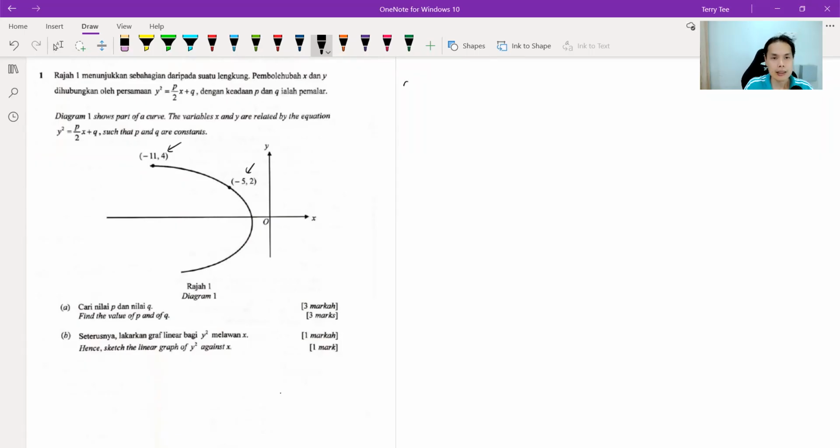Now, for the first part, I'm going to substitute in (-11, 4), meaning your y is now 4, I square it, equals p over 2, your x is now negative 11, plus q. Now, to simplify this equation, we can multiply everything by 2. When you multiply by 2, this will be negative 11p, and then q times 2 is 2q. 4 squared is 16, 16 times 2 is 32. So that will be my first equation.